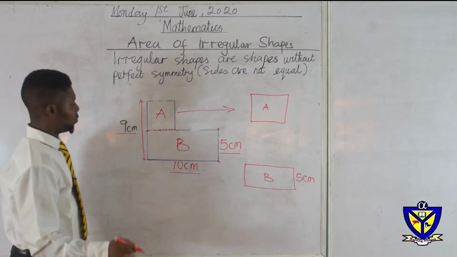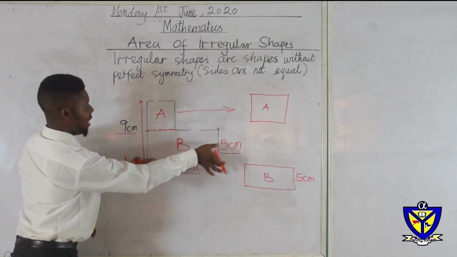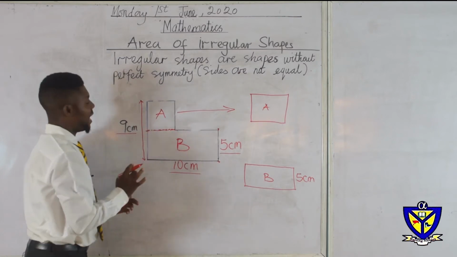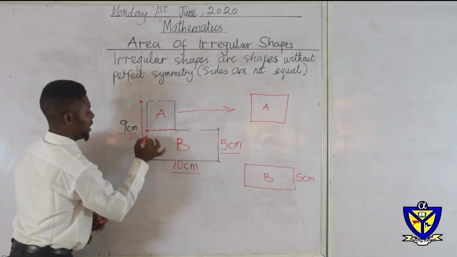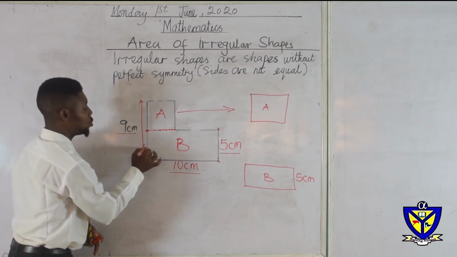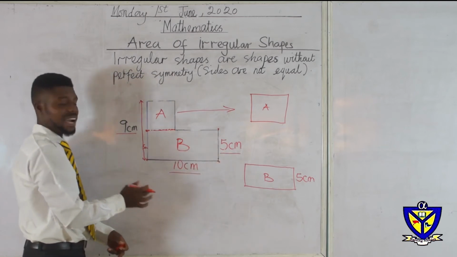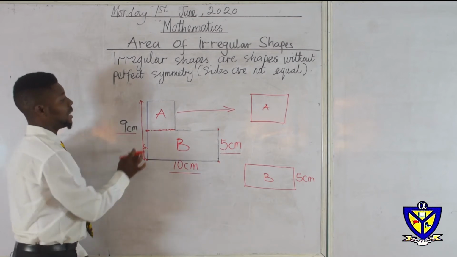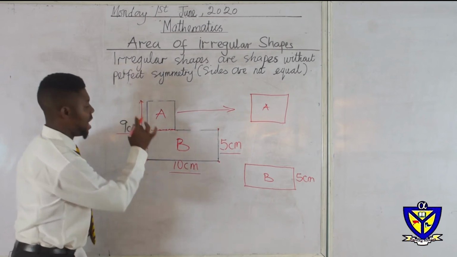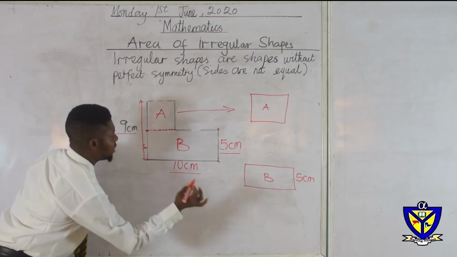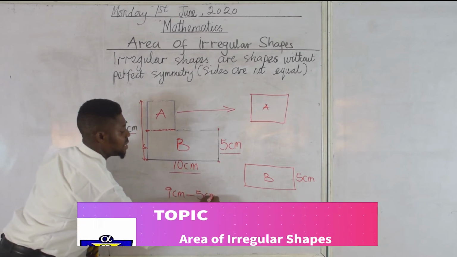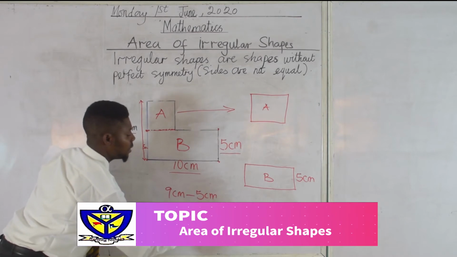Now, all we need to do, since we were given that this part is 5 centimeter and this is the rectangle, we want to separate the rectangle from the square. And since we said they are equal sides, here and here is 5 centimeter. So all we need to do is to subtract the 5 centimeter from the 9 centimeter to get the length and the breadth for the square. Now, let's move on. The first thing you need to do, just the 9 centimeter, take away the 5 centimeter. And this will give us 4 centimeter.